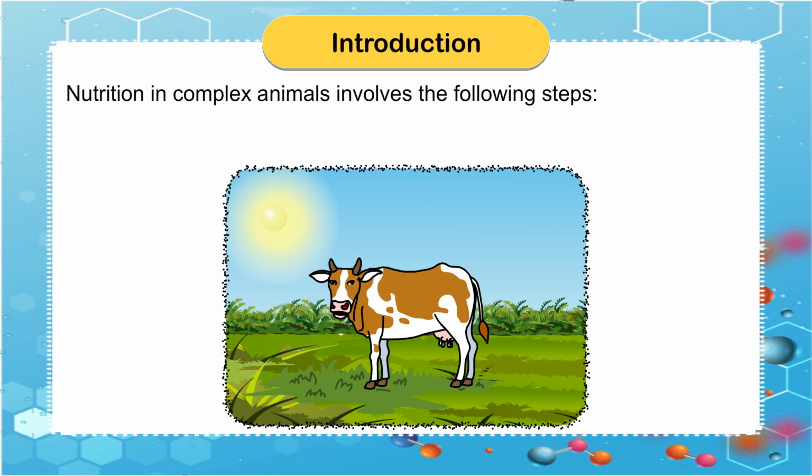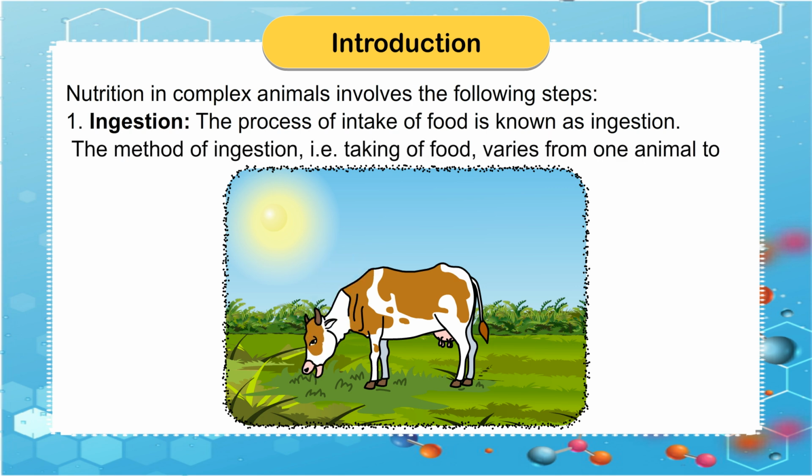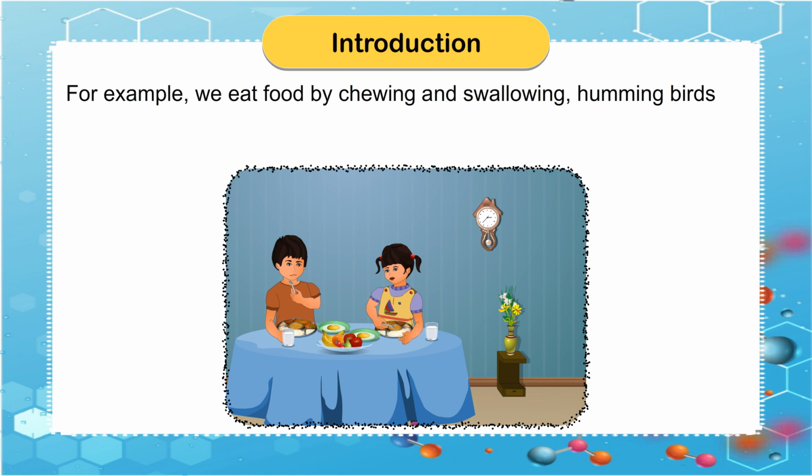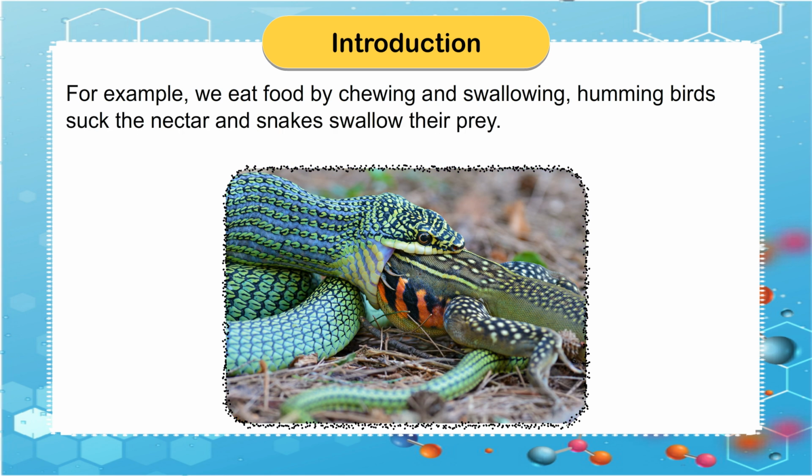Nutrition in complex animals involves the following steps. 1. Ingestion. The process of intake of food is known as ingestion. The method of ingestion, that is taking of food, varies from one animal to another. For example, we eat food by chewing and swallowing. Hummingbirds suck the nectar and snakes swallow their prey.